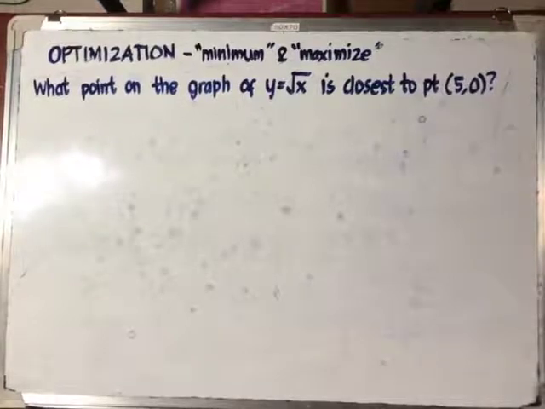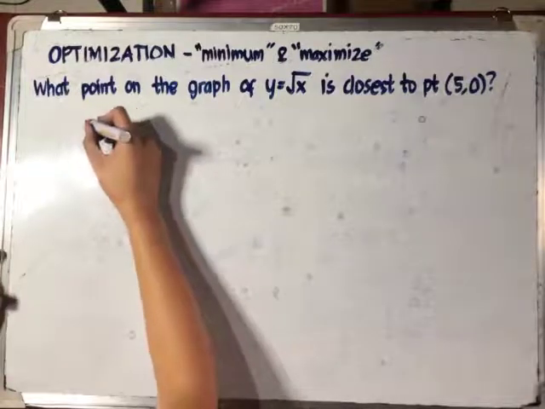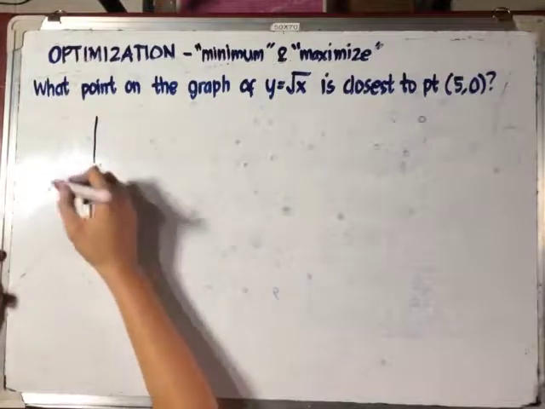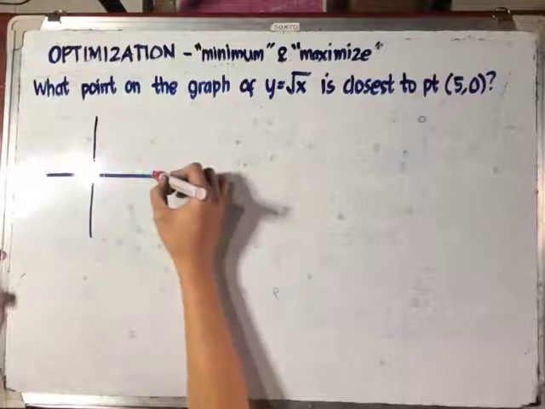We have another problem here. What point on the graph of y equals the square root of x is closest to point (5, 0)? To approach this problem, it would be helpful if you have a little sketch of what this graph would look like.